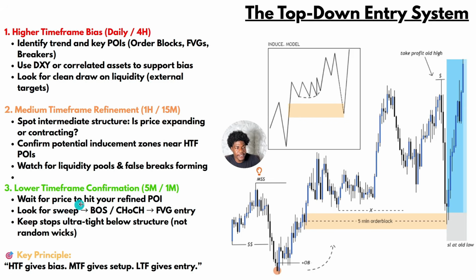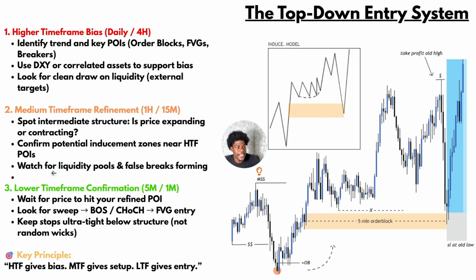I wait for price to hit my refined point of interest, right? Either a 4-hour or a daily order block, fair value gap or breaker. Then I look for a liquidity sweep and a break of structure or a change of character, right, inside of that higher time frame zone. Then I look for a fair value gap entry or an order block or a breaker or a mitigation or an IFVG. I have videos on all of the concepts also, so go to my playlist section and go to the smart money concept playlist, and you're going to see all the videos on all the PD arrays.